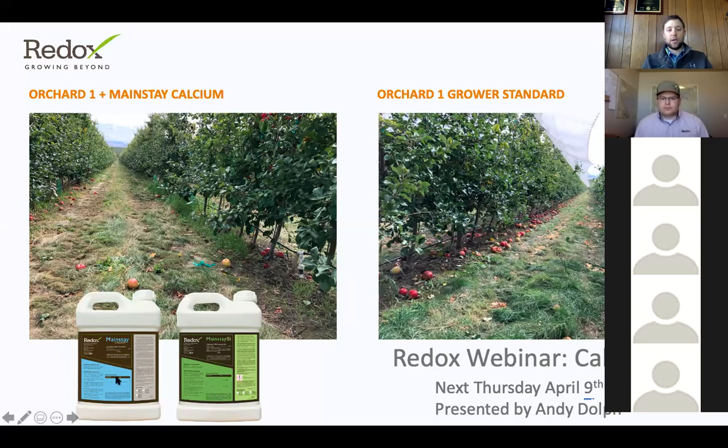You can see here we have an orchard treated with Mainstay Calcium. You can see the cull rate on the ground here, after picking, versus the grower standard program. So we'll talk more about that trial and how we achieved that, what technologies went into that, timings, plant physiology, where calcium plays a role.